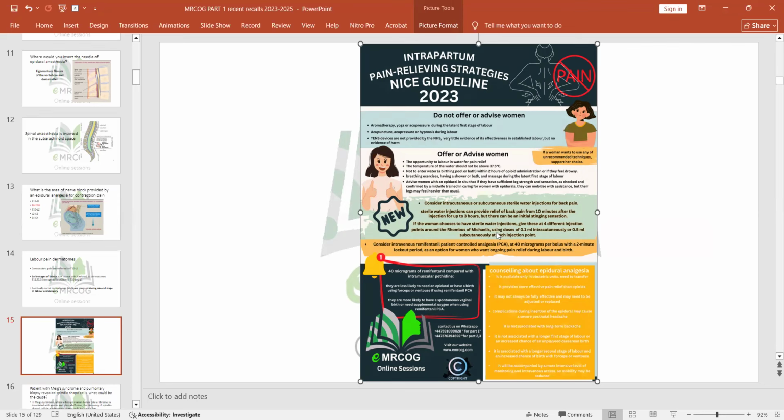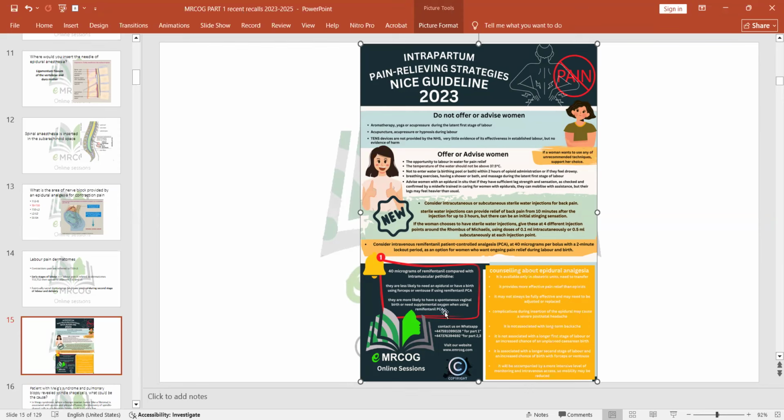So they are telling you, for example, one of the things that can be used and it's really effective for back pain, intracutaneous or subcutaneous sterile water injections. This is now valid and licensed. You can use the intracutaneous or subcutaneous sterile water injection for back pain. This could happen for you, by the way. This could be a part 1 exam question.